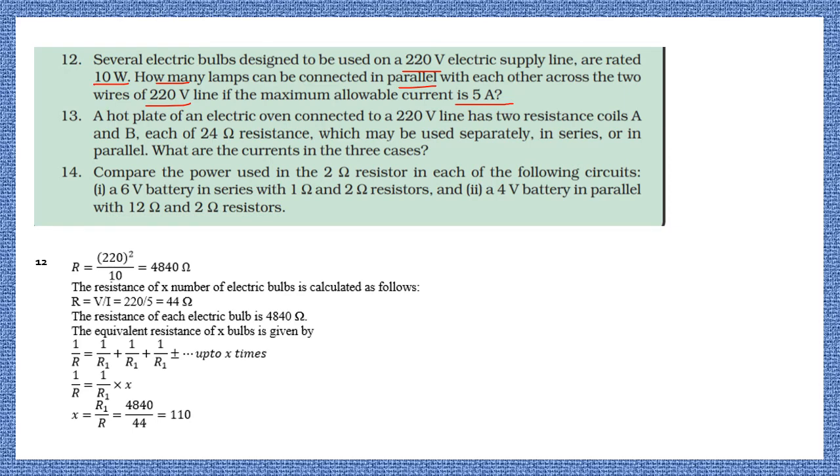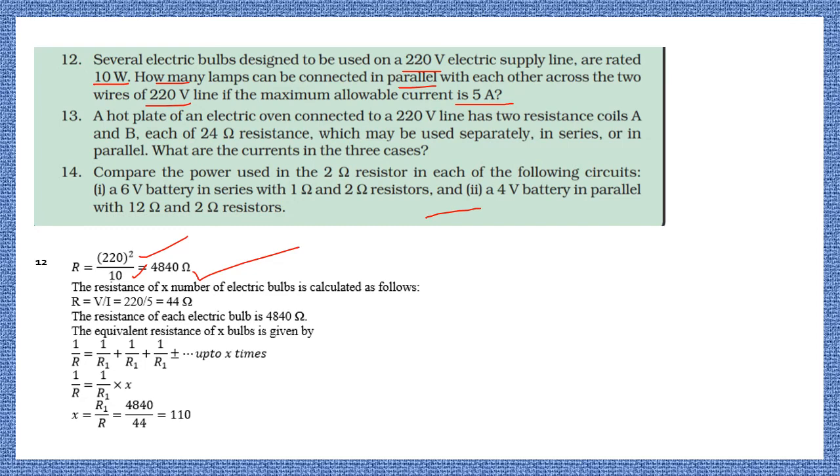Here you will use the formula R is equal to V square upon P. The value of V is 220 square and the value of P is 10 watt. Okay, where is my pointer? It is here. So R is equal to 220 square upon 10, means 4840 ohm. The value of R now we are having.